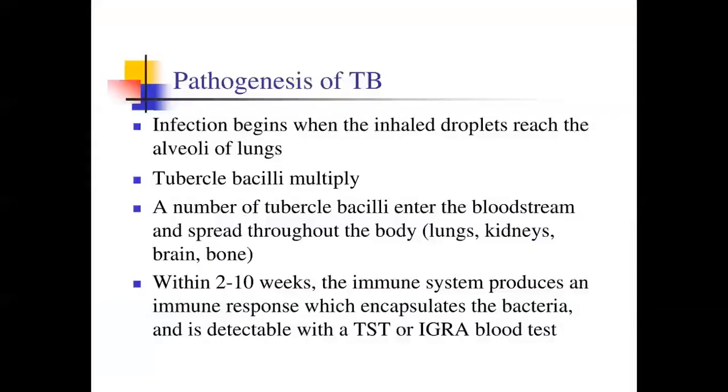Yes, we were on pathogenesis of tuberculosis. How does it happen? Infection begins when the inhaled droplets reach the alveoli of the lungs. The tuberculous bacilli multiply. A number of tuberculous bacilli enter the bloodstream and spread throughout the body through the lungs, kidneys, brain, and bone. Within 2 to 10 weeks, the immune system produces an immune response which encapsulates the bacteria and is detectable with TST or blood test.